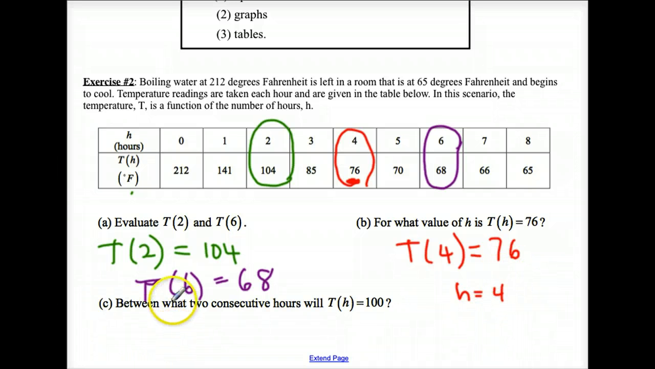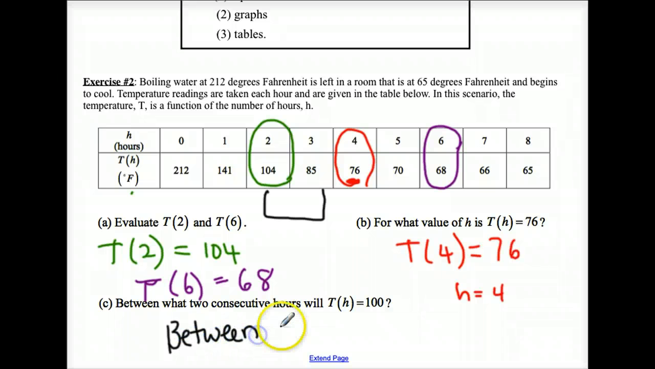Perfect. C, it's a little bit more application. Between what 2 consecutive hours is T of H equal to 100? So I go down, T of H, where is it equal to 100? So I know it has to be between here, 100 is between 85 and 104. So between what two consecutive hours? Look up the corresponding hour, so it has to be between 2 and 3 hours. So somewhere between 2 and 3, my output will be 100.